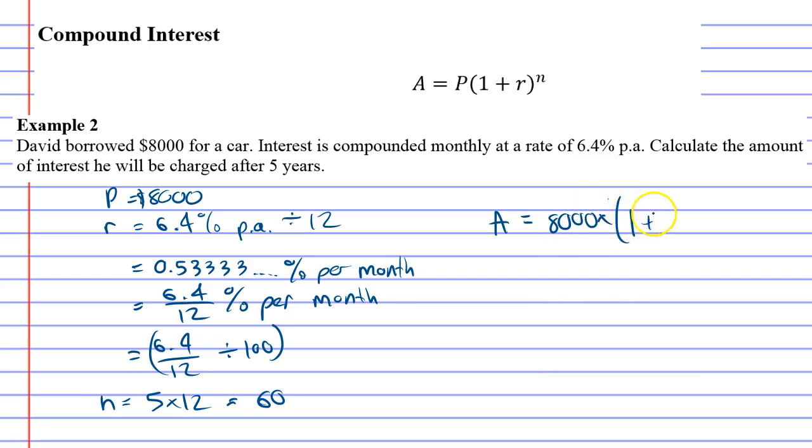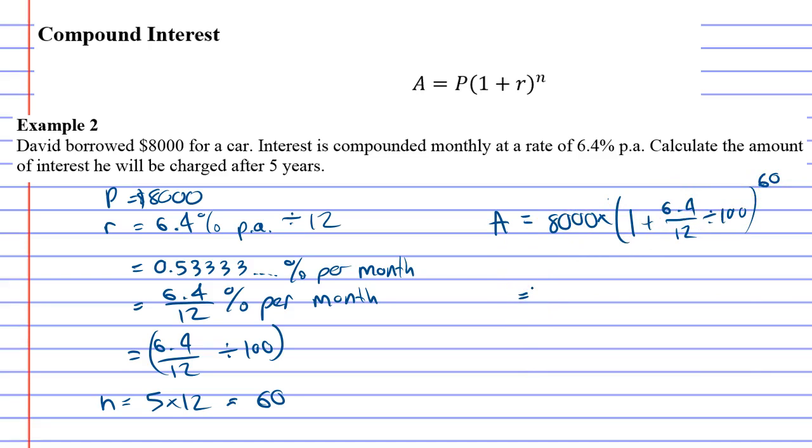So when we write our formula, we're going to write 8,000 times bracket 1 plus R. Now for R, I'm going to write 6.4 over 12 divide 100. I'm basically writing out what will give me my solution if I type it in. And then I'm going to put it to the power of N, which in this case is 60.